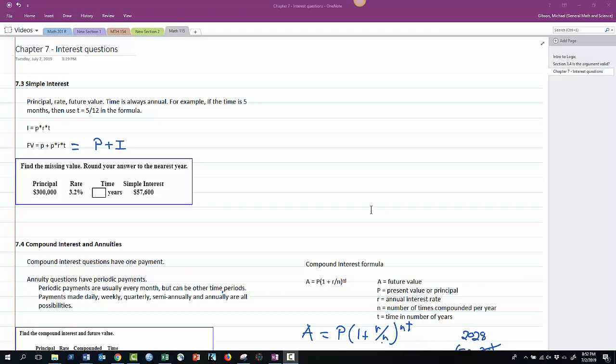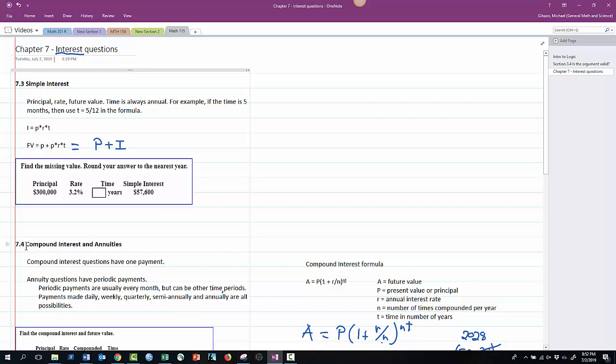So the real thing, I'm going to focus on two things here. They're both about interest questions, okay? The first is that I want to highlight the fact that there's two kinds of interest, simple interest and compound interest. We don't use simple a lot anymore, but there are some situations where it comes up, and Section 7.3 is all about it.